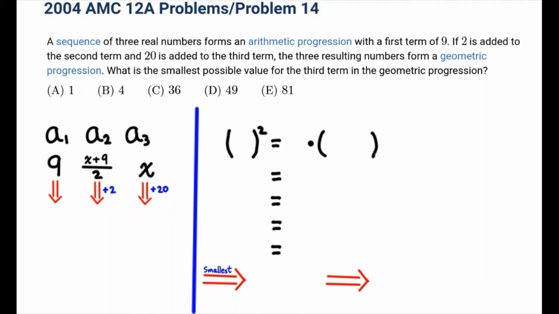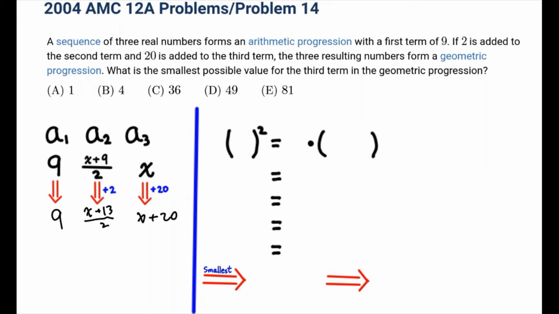Well, first of all, since we need to find the third term, let's make that variable be x and have a2 be equal to (x + 9)/2, making it an arithmetic sequence. Now, let's add 2 and 20 to the second and third term. Since you don't add anything to the first term, that just stays the same, it's 9. Add 2 to the second term and you'll get (x + 13)/2 and x + 20.